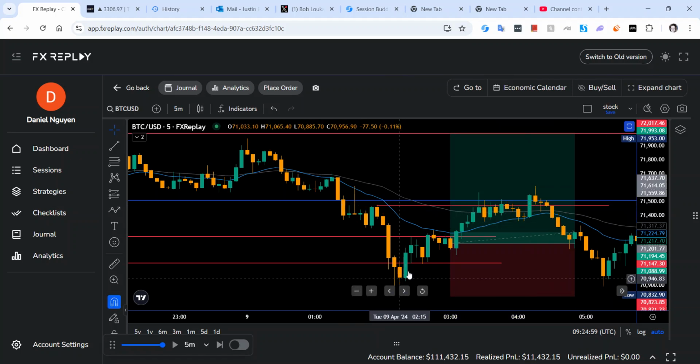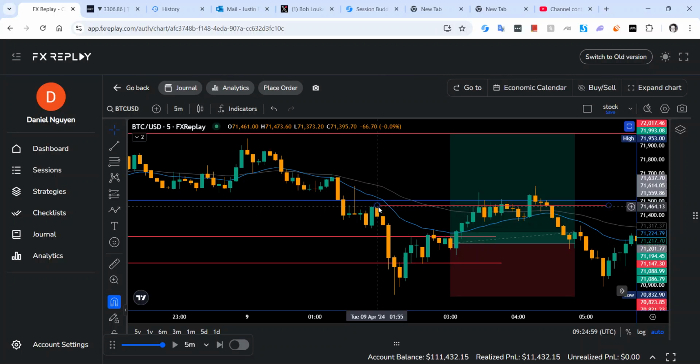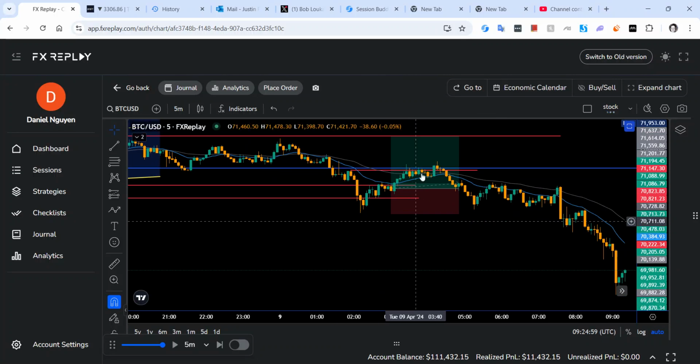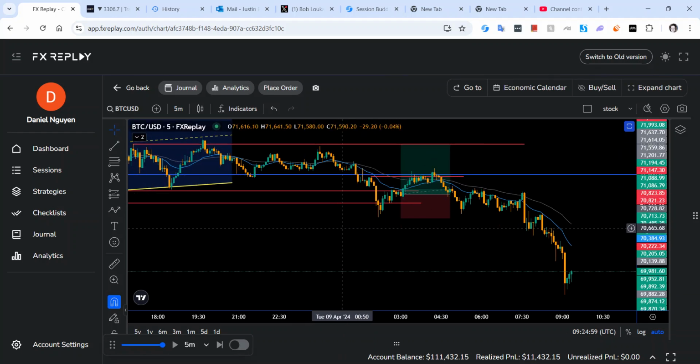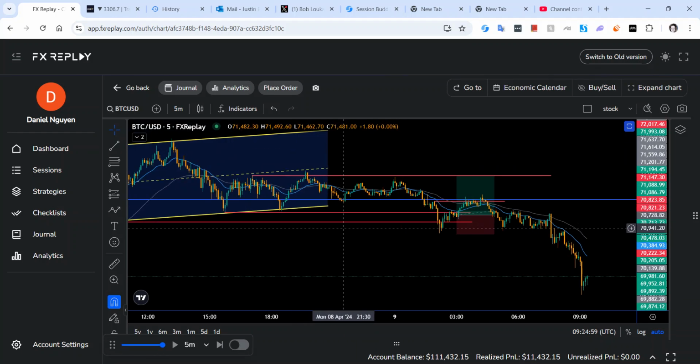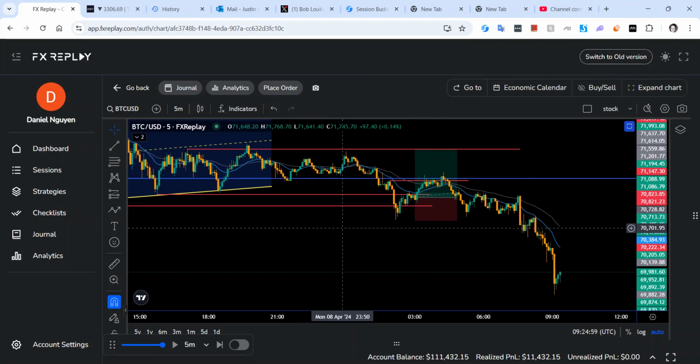So like the top of this move, where the down move began, it just went to the top of that and then didn't get any higher. Yeah, so not the best example, but that is part of trading. That's what happens.